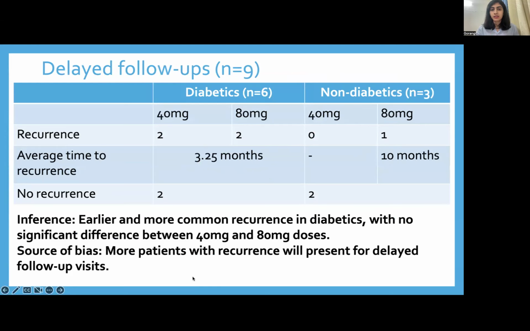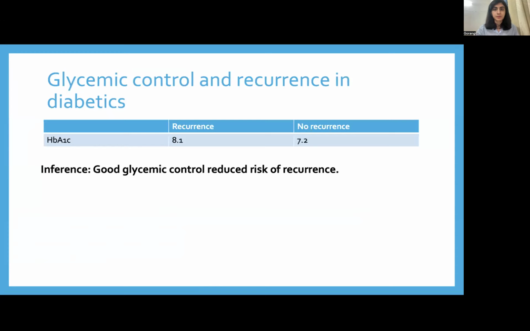Therefore, we could infer that there was earlier and more common recurrence with no significant difference between 40 and 80 mg doses. However, there is a source of bias in these results: more patients with recurrence tend to present for delayed follow-up visits, because after 3 months, we switch to an SOS review of the patients. So if the patient does not have problems, most likely the patients will not present for follow-up.